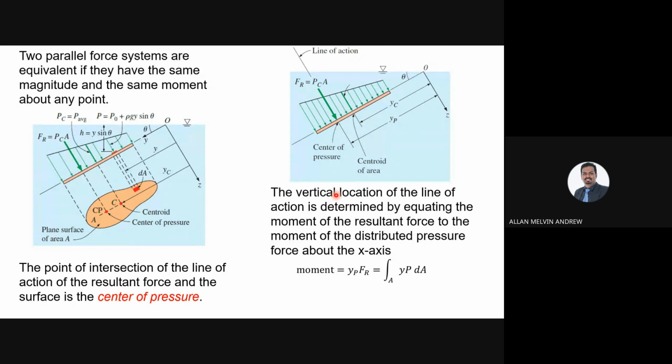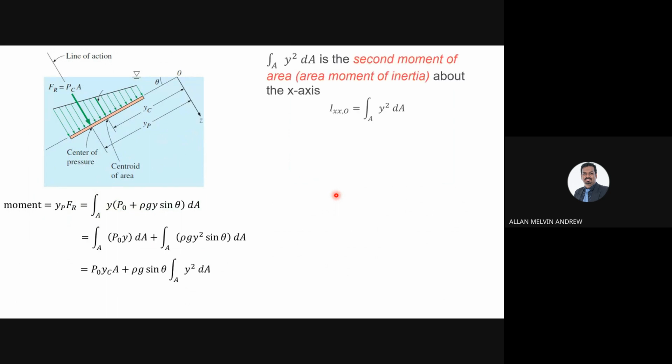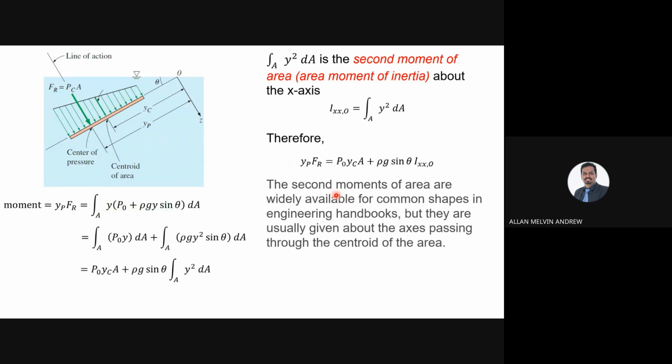Okay, so all these are some derivations. I'm not really going into this. I just want to tell some of the important parts.